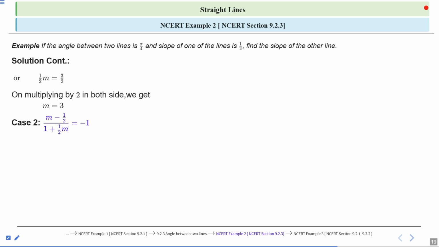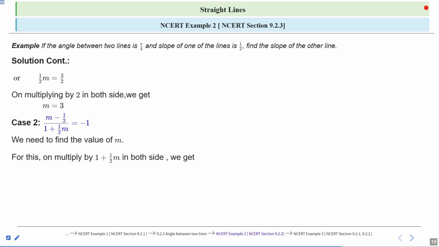And now case 2: (m minus 1 by 2) divided over (1 plus 1 by 2 times m) is equal to minus 1. If we take this equal to minus 1, then we have to find the value of m here. So for this, multiply by (1 plus 1 by 2 times m) on both sides, and we get m minus 1 by 2 is equal to minus 1 minus 1 by 2 times m.